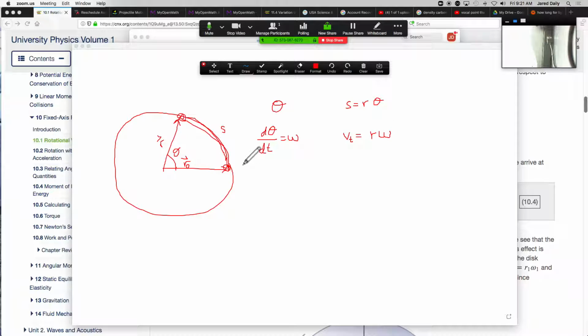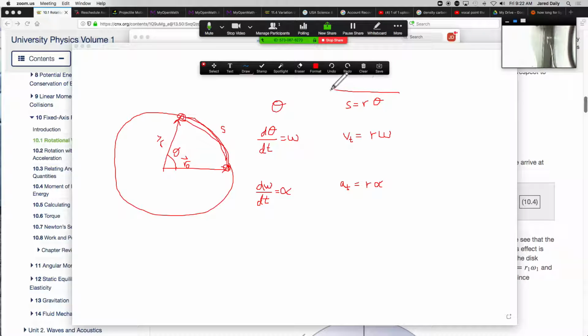Can you make the next guess? If you take the time derivative of the angular velocity, what do we get? You get the angular acceleration. We call it alpha, the Greek letter alpha. And if you wanted to know the tangential acceleration along the edge of the circle, how do you think you would calculate it? R times alpha. It turns out that the pattern holds.